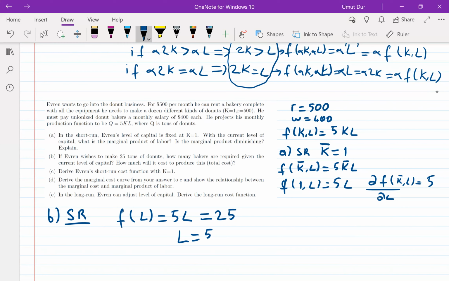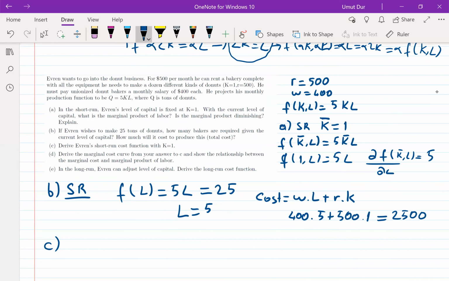And how much will it cost to produce this? So we know that the cost is W times L plus R times K. W is 400 times 5 plus R is 500 times 1, which is equal to 2,500.